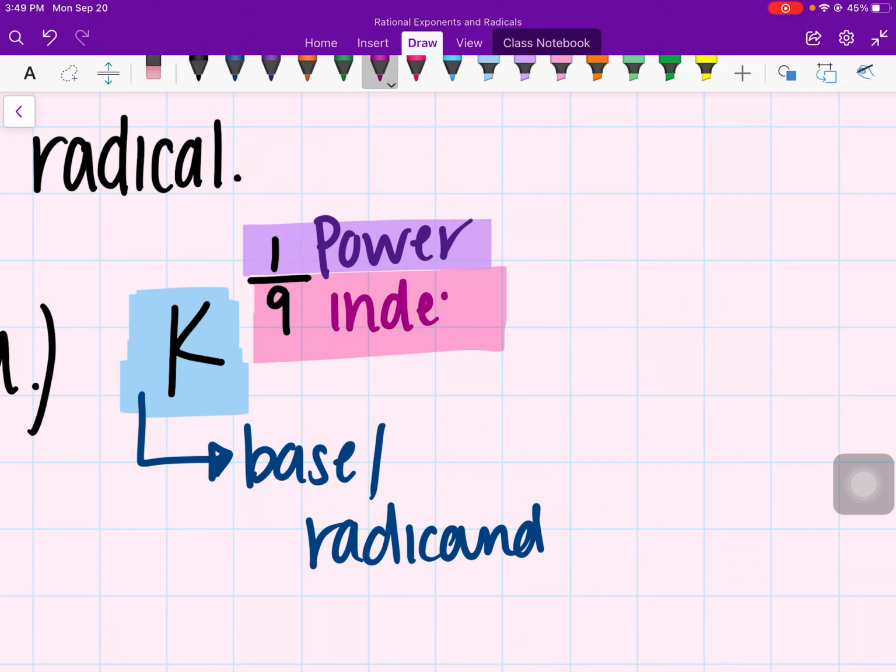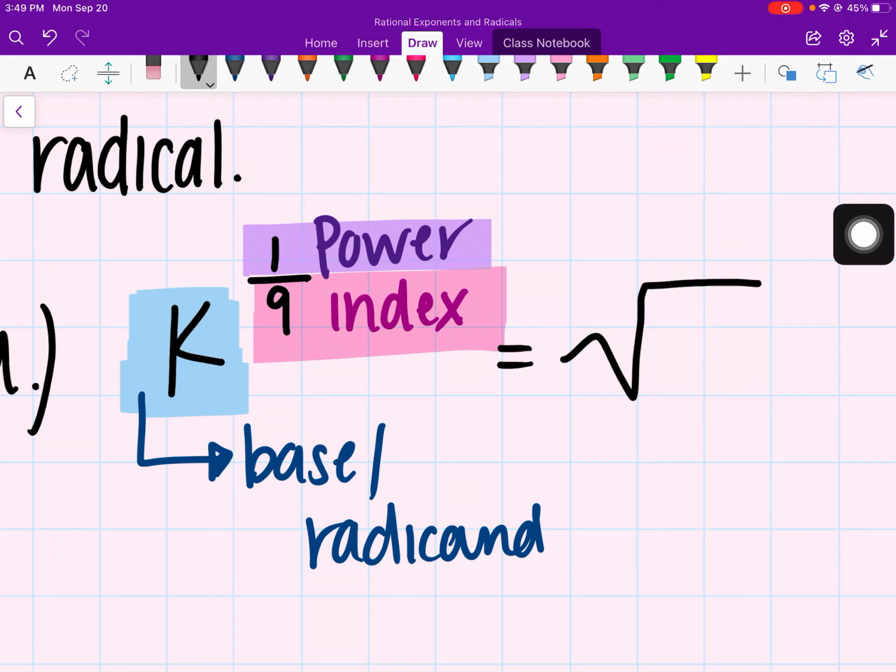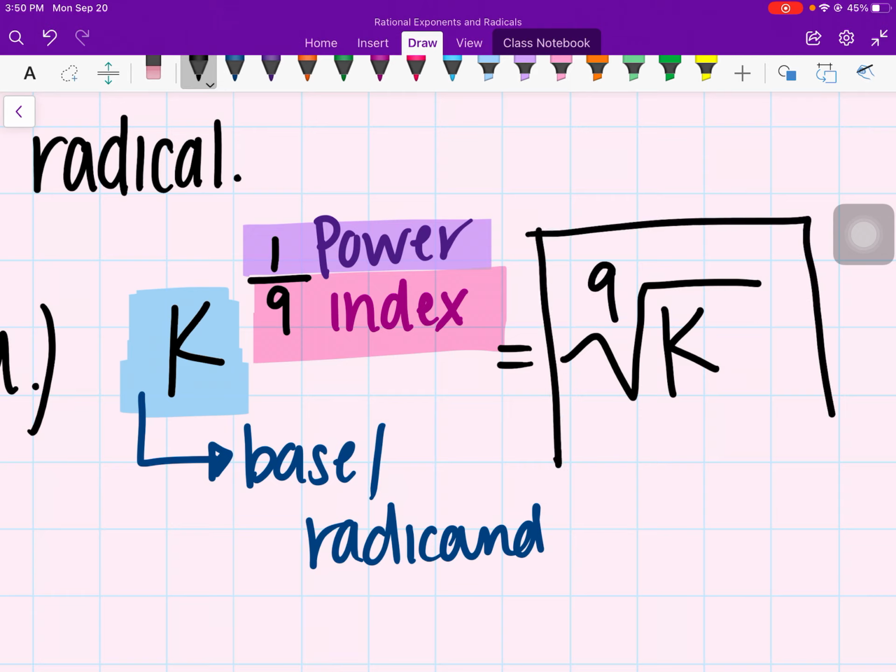So if we're going to write this like the previous ones, the only thing different is that this has variables. I have the radical, and then I have a k on the inside. My power here is a 1. I'm not going to show it, but I do have an index of 9. So we started off with k to the 1/9. So our answer in this case is actually the 9th root of k. And that's our answer.